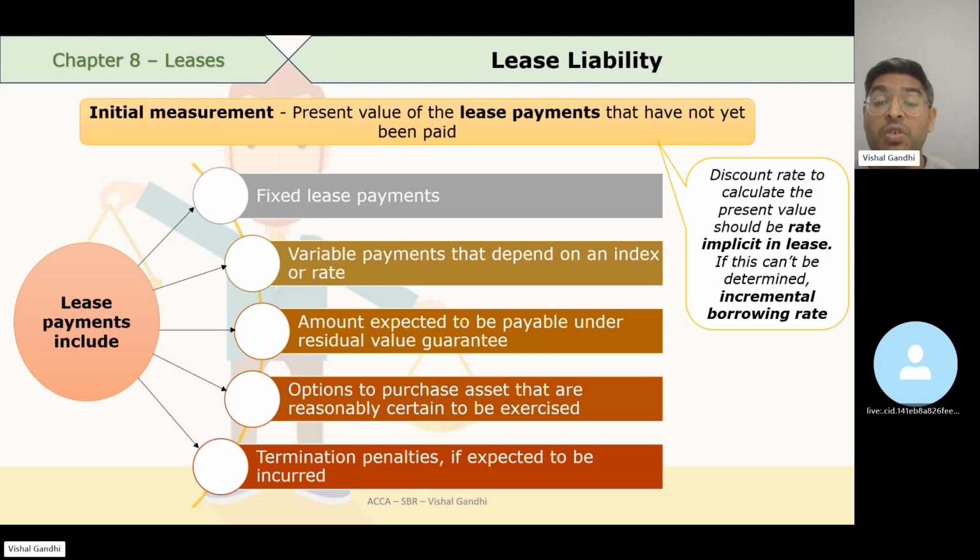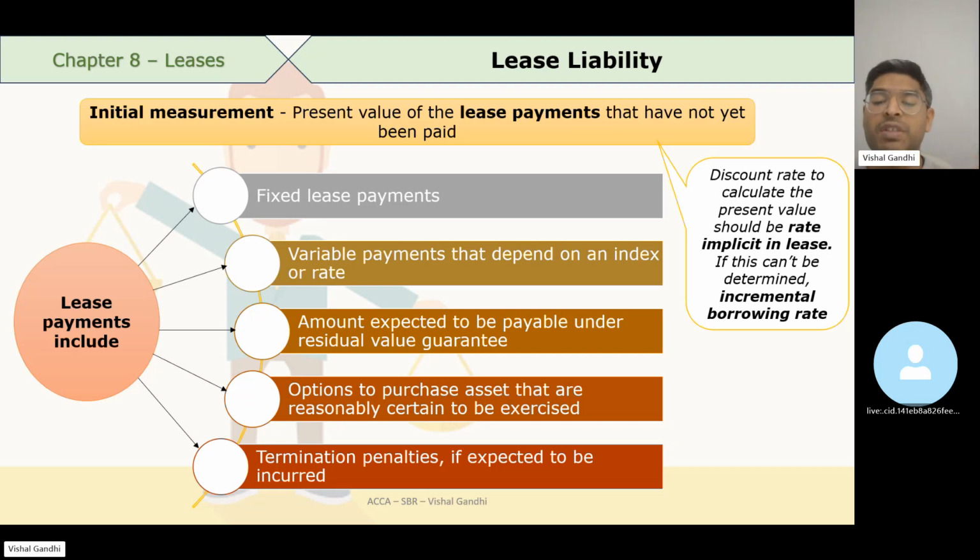Fourth one, option to purchase the asset that is reasonably certain to be exercised. If at the end of the contract the lessee has an option to purchase that asset at whatever value, 10,000, 20,000, and it is reasonably certain that the lessee will exercise that option, because the lessee is thinking that at the end of the contract, I will purchase this asset, then that payment at the end of the contract will also be considered a lease payment.